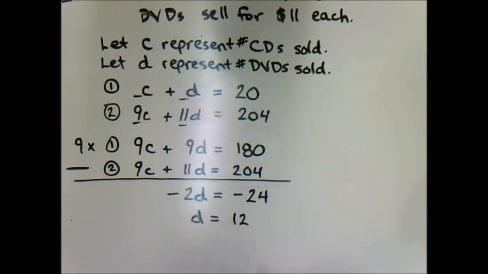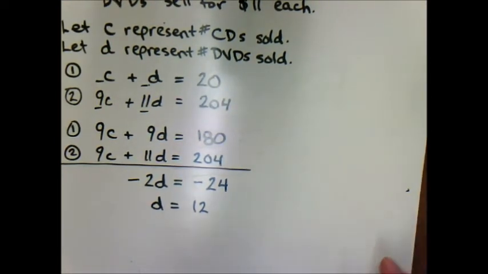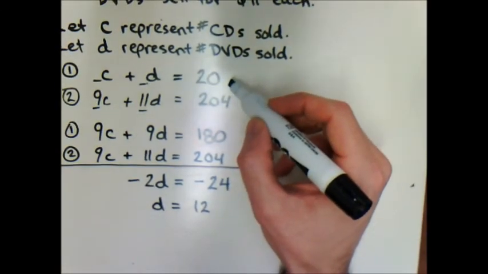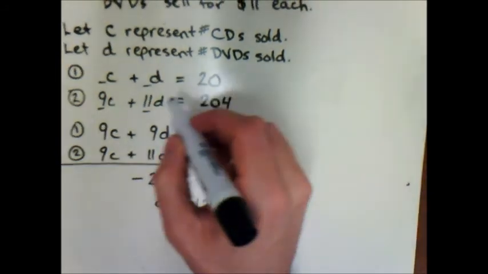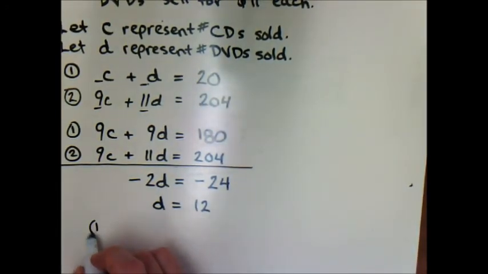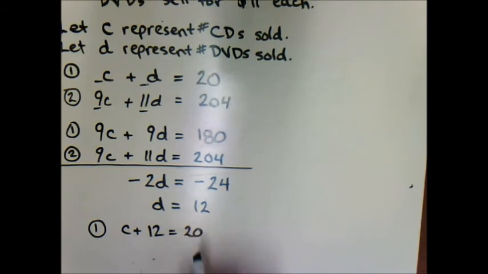How many DVDs did Cody sell? 12 DVDs. Now he needs to know. Good. So really easy in your head. If he sold 20 items total, then obviously he sold 8 CDs. But we are going to actually sub it back into equation 1. So we've got C plus D, except D is now 12, equals 20. We subtract 12 from both sides. C equals 8.